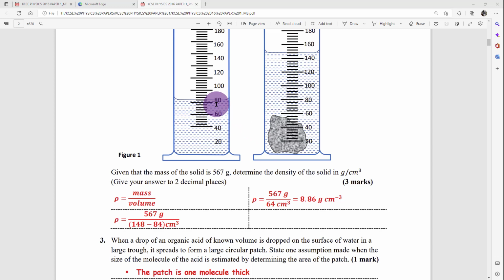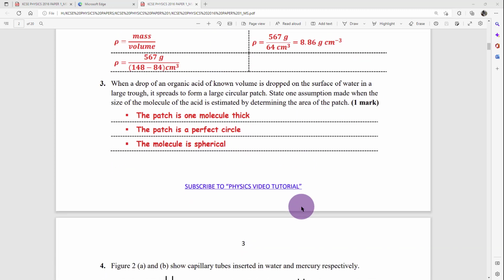So this should be 84 and this should be 148. So we do 148 minus 84, and when we divide 567 grams by 64, we get 8.86 grams per centimeters cubed. Again, this one was a very simple question. Let's look at question 3.